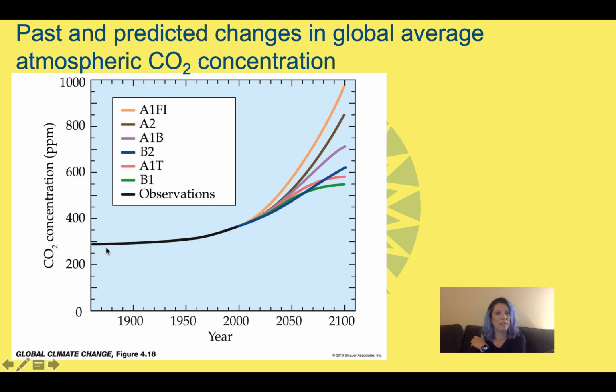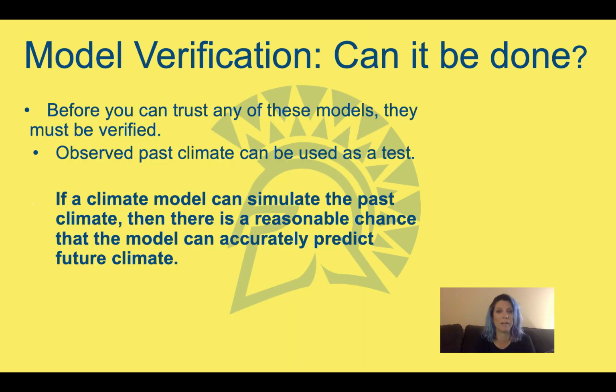It's because a lot of the time, to verify the model, they'll start it here and then see what it looks like here, and what the observations look like here. So if the model is handling right now correctly, if we started it in the late 1800s, then we can know, with very good confidence, that this model is running correctly because it was able to predict what's happening right now accurately. Another way of saying it is, if a climate model can simulate the past climate, then there is a reasonable chance that the model can accurately predict the future climate.